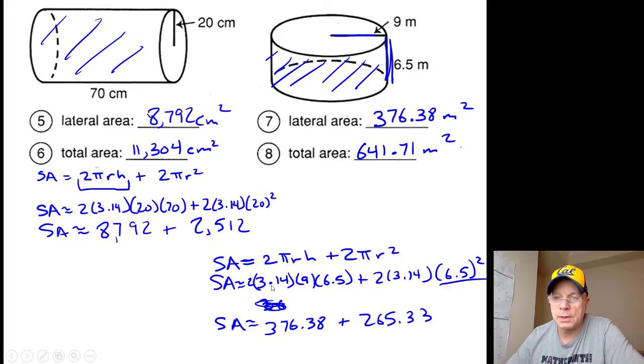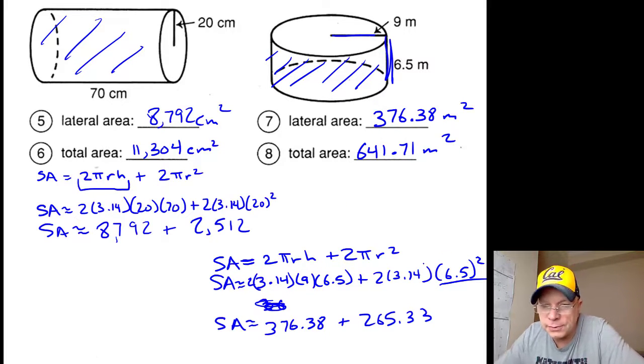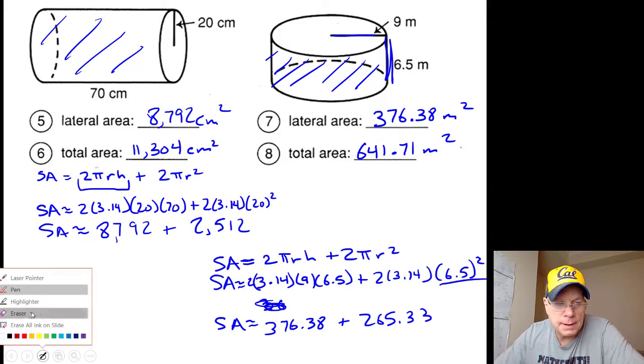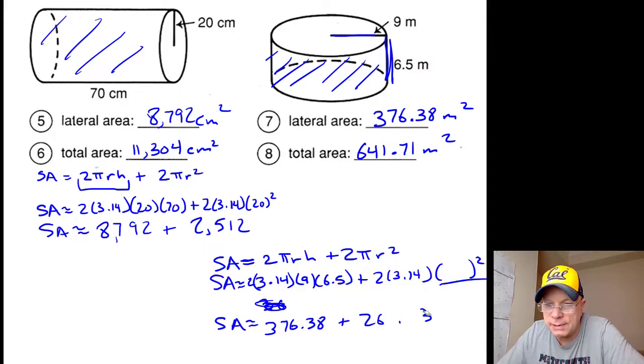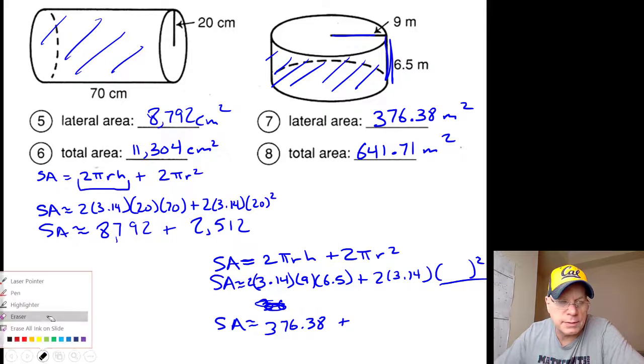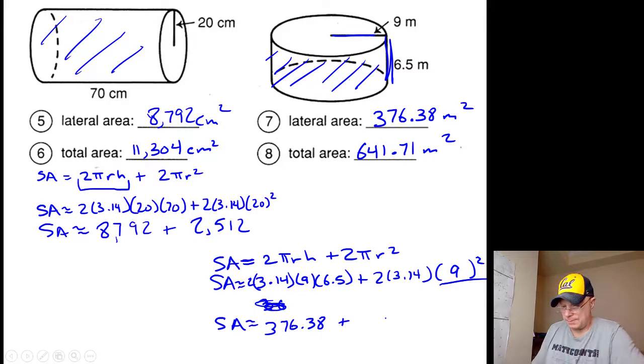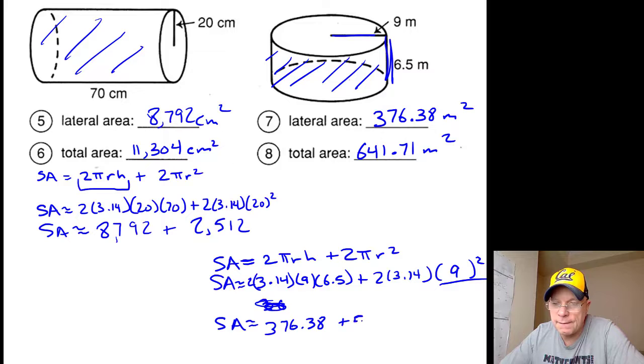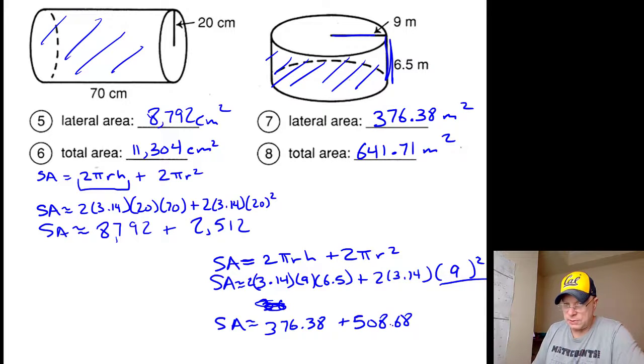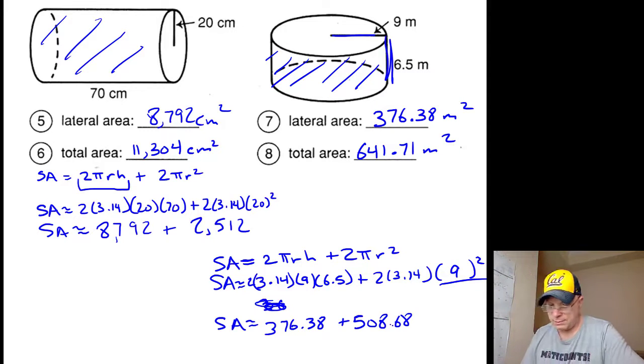I see what I did wrong. You probably saw what I did wrong too. I substituted incorrectly right there. I put the height where I should have put the radius. So 9 squared, so 81 times 6.28. That is 508.68. And when I add that to 376.38, I get the correct answer. No, I don't. Oh, what am I doing?